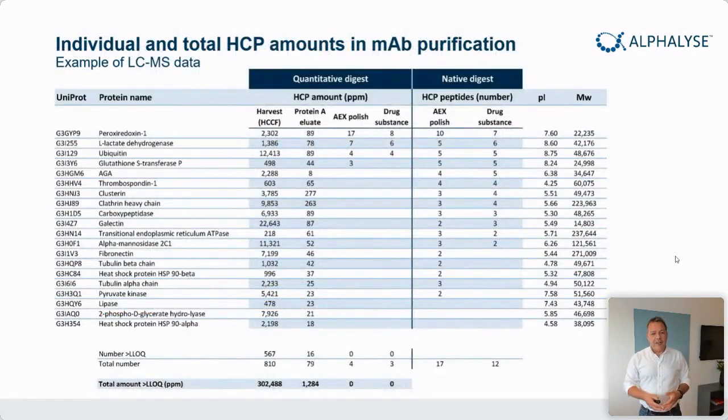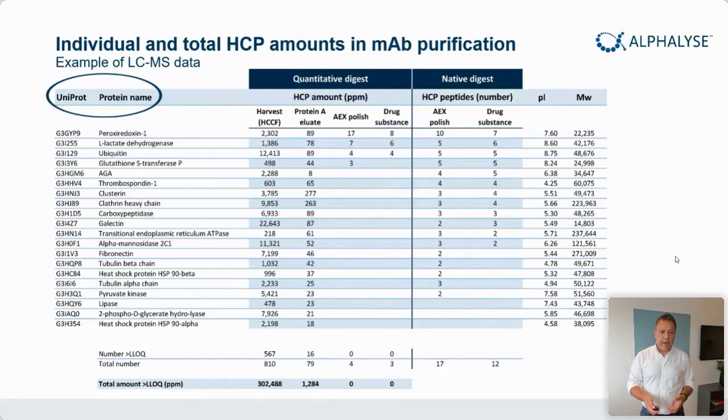This is a quite complex slide, but it shows exactly the kind of data we generate with mass spectrometry. As you can see here, we have analyzed, in this case, 4 different samples from a monoclonal antibody project. We have a harvest sample, so it contains a lot of host cell proteins. Then we have a sample after protein A eluate, then a polishing step, and finally the drug substance.